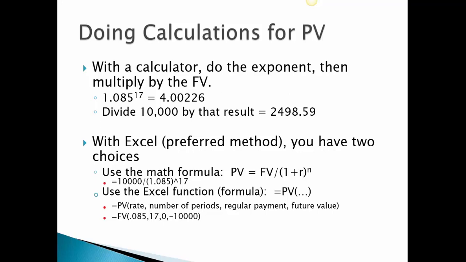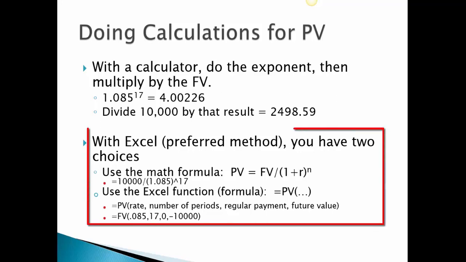So again, we can do the calculations for present value with two different methods, two different instruments. One is the calculator. I don't really want to focus in on that, but we could take the 1.085, raise that to the 17th power, we would get 4.00226 and maybe some other decimals, depending on how many numbers your calculator shows. And then we're going to take $10,000 and divide that by that number. The result is the present value of that $10,000, and the answer is $2,498 and some change. So we found the present value of $10,000 discounted back 17 years with a discount rate of 8.5%.